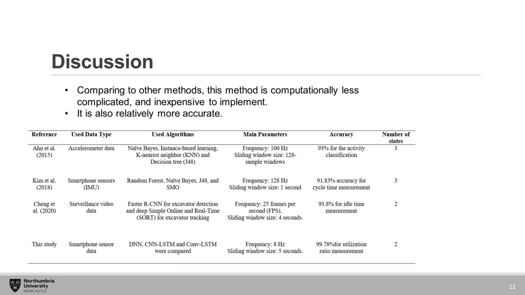Here we compare our approach with other approaches existing for activity recognition and productivity measurement. An et al. use accelerometer data for activity classification, Kim et al. use IMU data for cycle time measurement, and Cheng et al. use video data for idle time measurement. Comparing our method with these methods, our method is computationally less complicated because we use deep learning techniques in which we don't need to do feature extractions manually. Particularly comparing with vision-based methods, this method is computationally less expensive, and also regarding the accuracy of the models, our model has high accuracy comparing to existing methods.